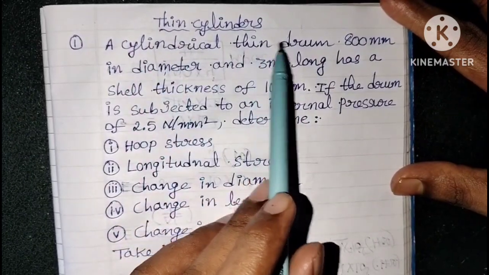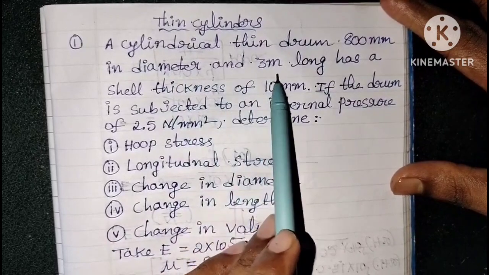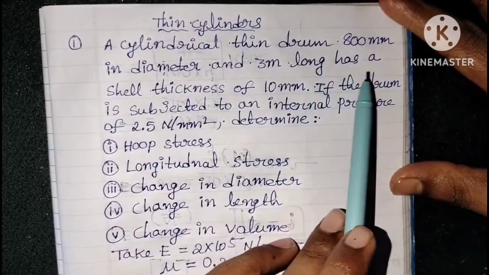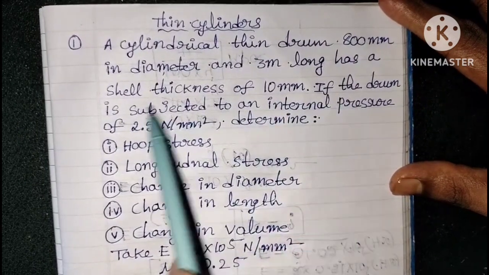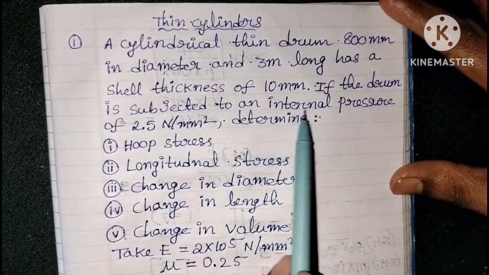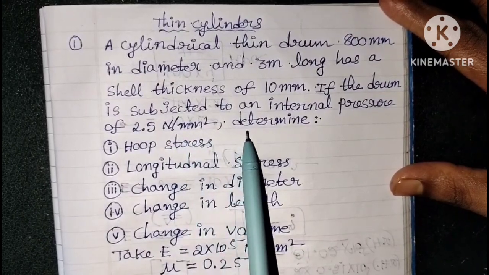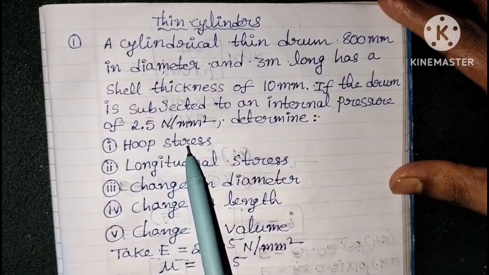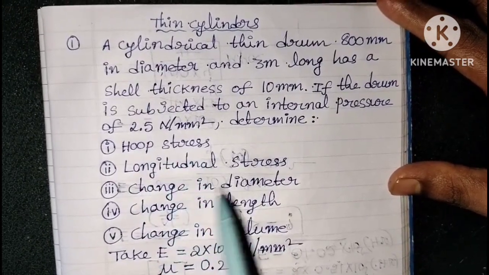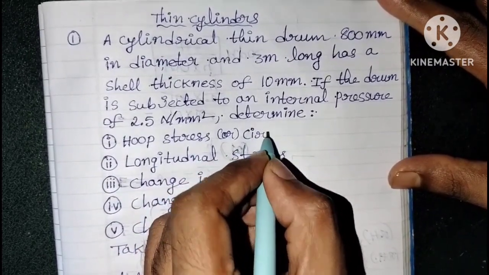A cylindrical thin drum 800 mm in diameter and 3 meter long has a shell thickness of 10 mm. If the drum is subjected to an internal pressure of 2.5 Newton per mm square, then determine first question, hoop stress. Hoop stress is also called circumferential stress.